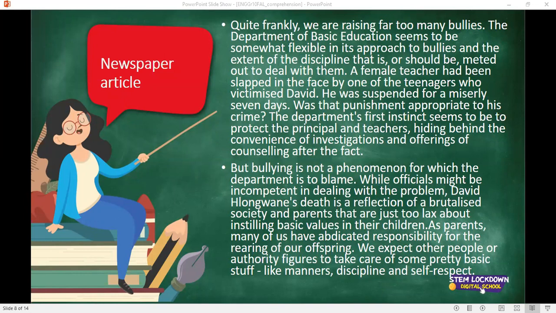The department's first instinct seems to be to protect the principal and teachers, hiding behind the convenience of investigations and offerings of counseling after the fact. But bullying is not a phenomenon for which the department is to blame. While officials might be incompetent in dealing with the problem, David Longwane's death is a reflection of a brutalized society and parents that are just too lax about instilling basic values in their children. As parents, many of us have abdicated responsibility for the rearing of our offspring. We expect other people or authority figures to take care of some pretty basic stuff like manners, discipline, and self-respect.